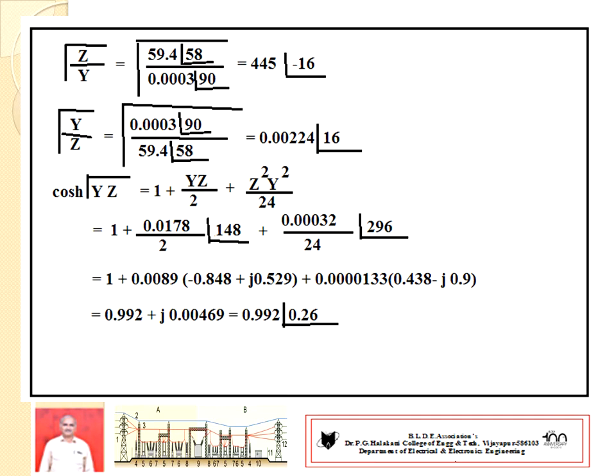After making all the preliminary steps, then go for the cosh series. Cosh under square root of YZ may be written as 1 plus YZ by 2 plus Z square Y square by 24. This is the cosh series expression. So you substitute all the values from the previous slide. We know how to calculate. You substitute all, then finally we get 0.992 with an angle 0.26.